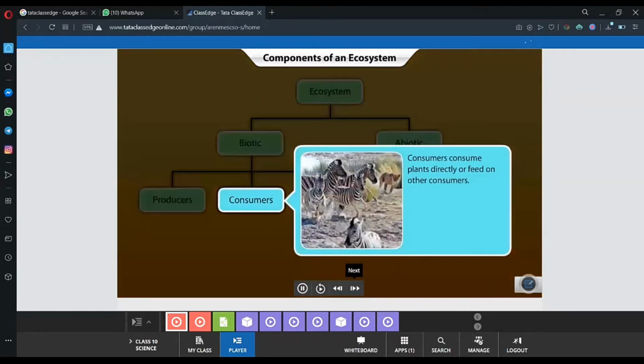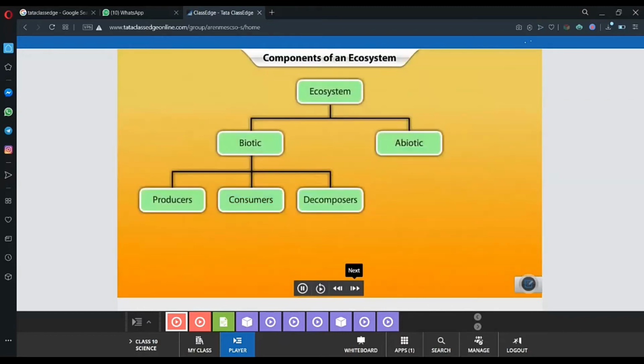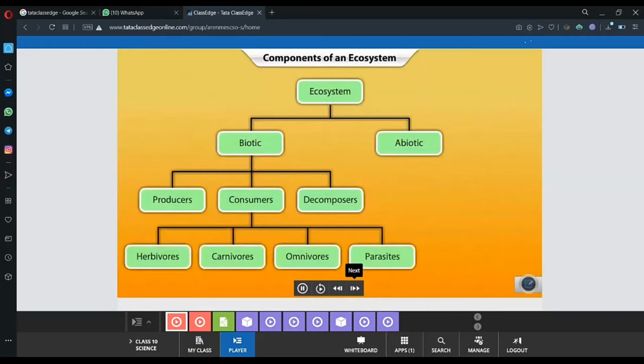Organisms which directly or indirectly depend on producers for their food are called the consumers. Consumers either consume plants directly or feed on other consumers. Consumers are further divided into subcategories on the basis of their eating habits.